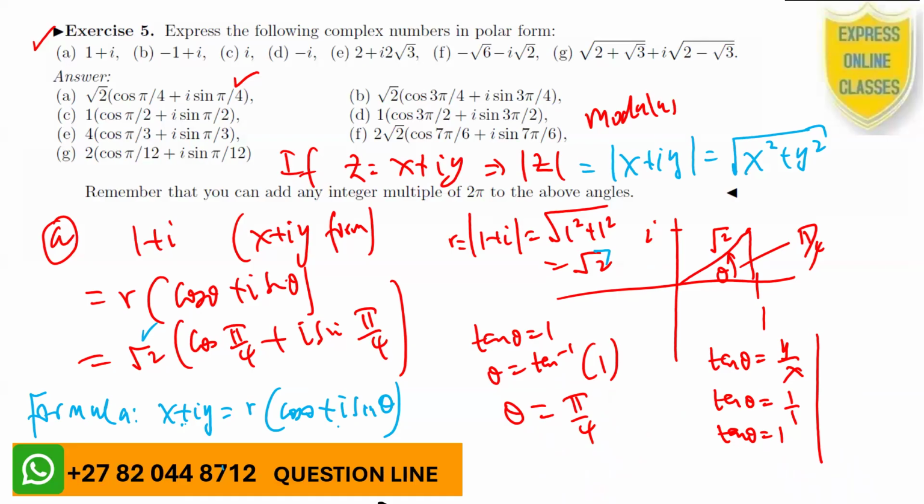So given a complex number in rectangular form, you can write it in trigonometric form, or you can write it in what we call the polar form. Let us try the next question.